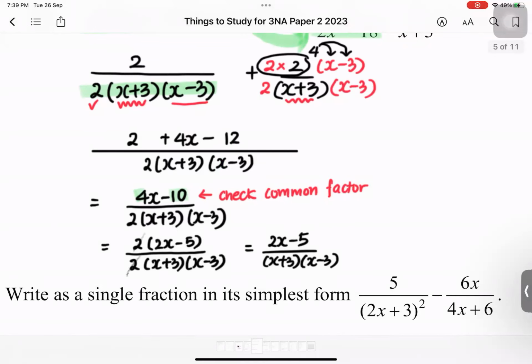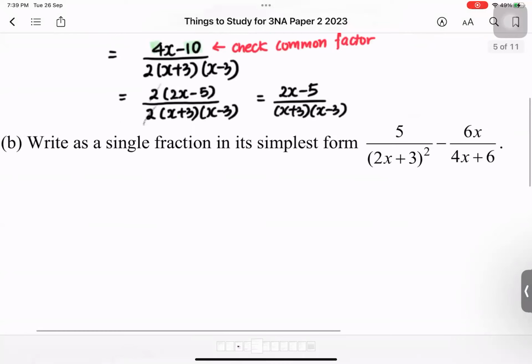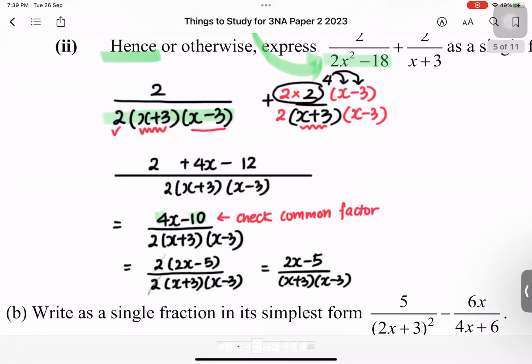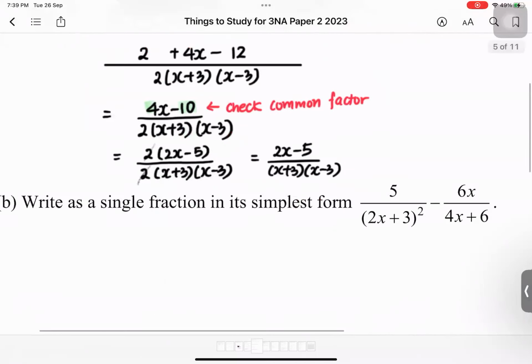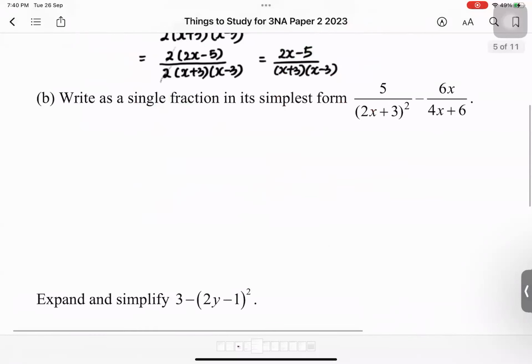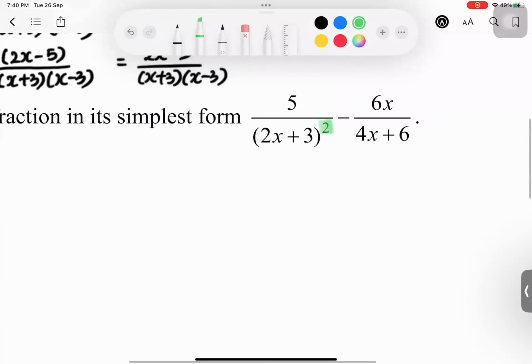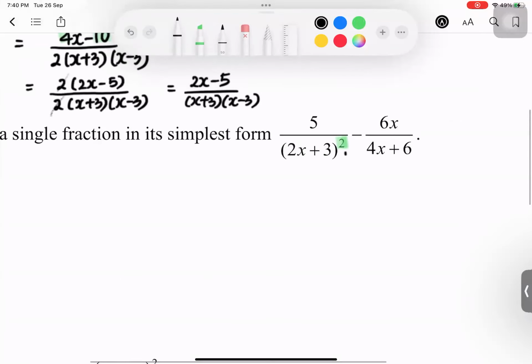Okay, next question. Write a single fraction in its simplest form. Are you okay with this? Okay, next part. Now write a single fraction in its simplest form. Now a lot of times students go and multiply again. No, please check. First thing here got a power square. What does this square thing mean? It means this one is repeated 2 times. Some students go and put 2x plus 3, 2x minus 3. No, when you have square, it means it's repeated 2 times.